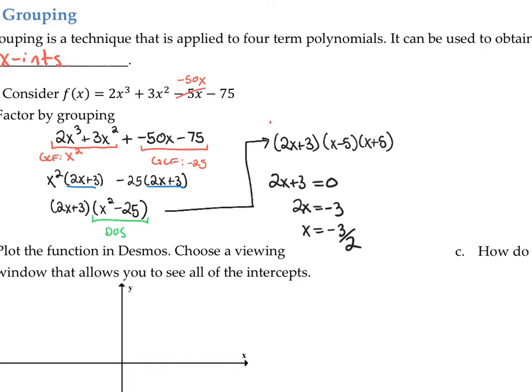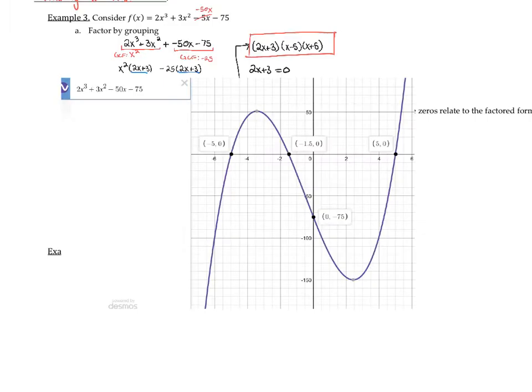But our actual answer to this first part was the factoring by grouping. The other thing you hopefully notice is that the constant term is negative 75, so that's my y-intercept.